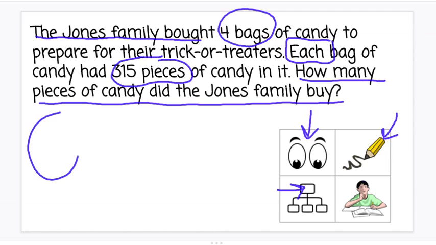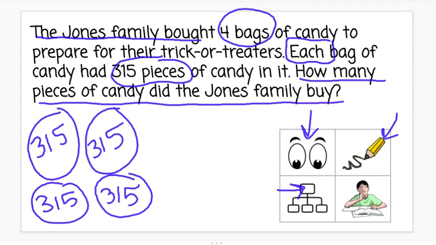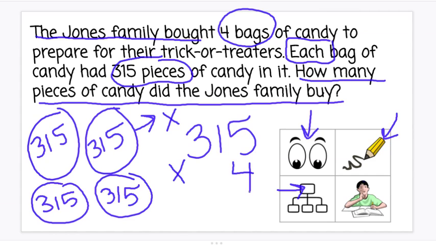I know they have 4 bags of candy, 1, 2, 3, 4. And in each bag of candy, there were 315 pieces of candy. I notice that this number is repeating again. Repeating signals to me that I need to multiply because multiplication is the same thing as repeated addition. So I have 315 pieces of candy 4 times because there are 4 bags. So I'm going to multiply 315 times 4.